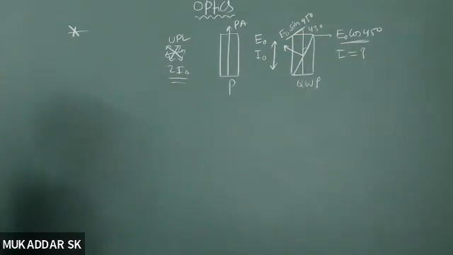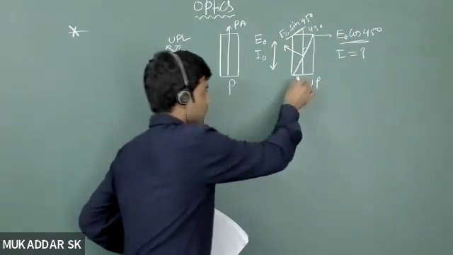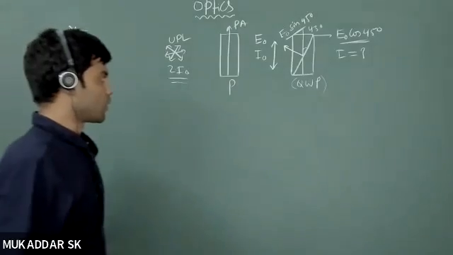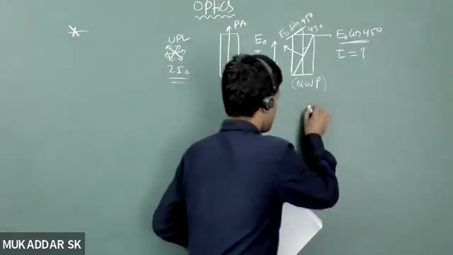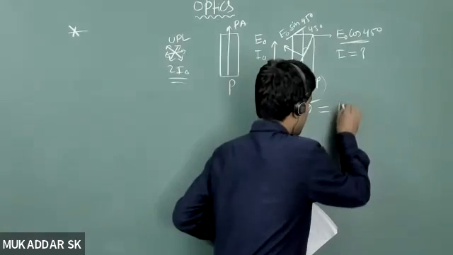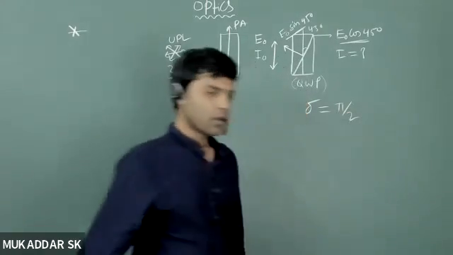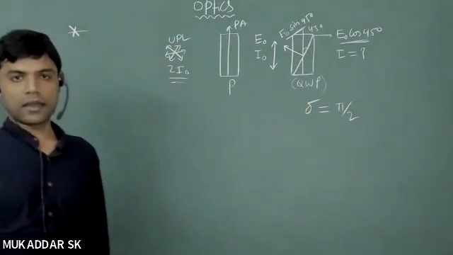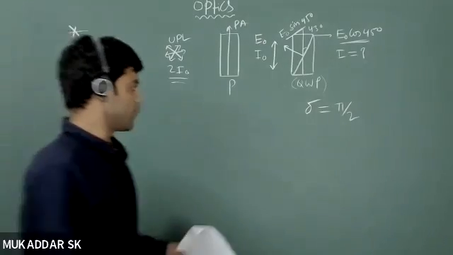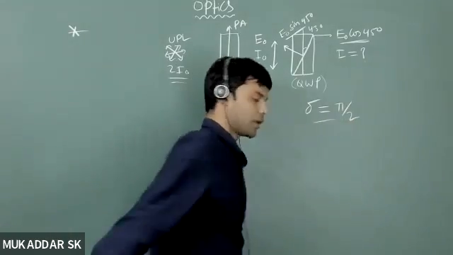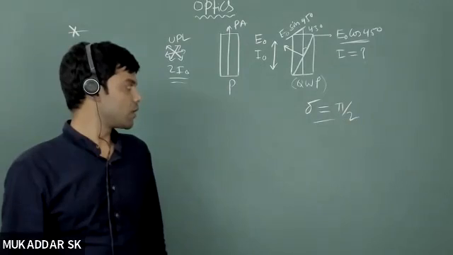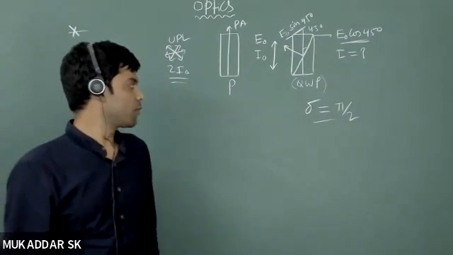Now, when these two rays pass through the quarter wave plate, there will be a phase difference between them. Let us assume that phase difference is delta. For a quarter wave plate, delta will be pi by 2.